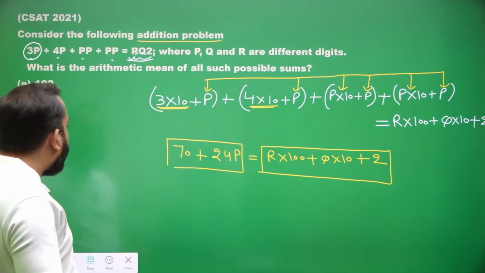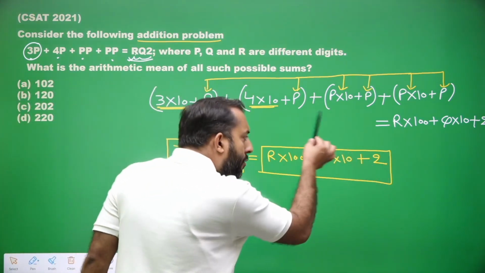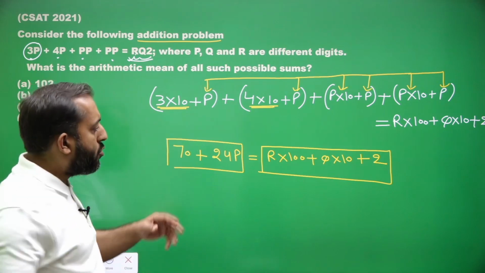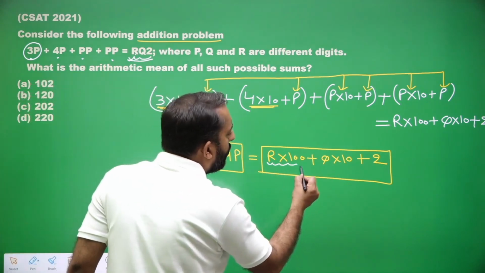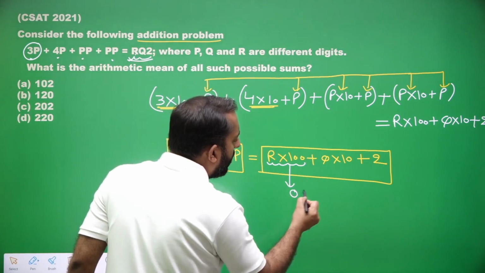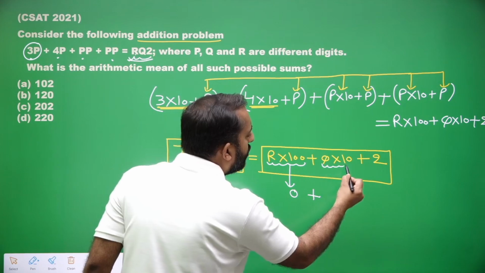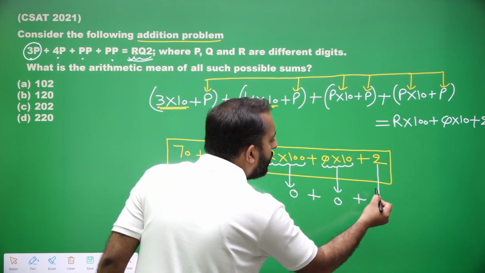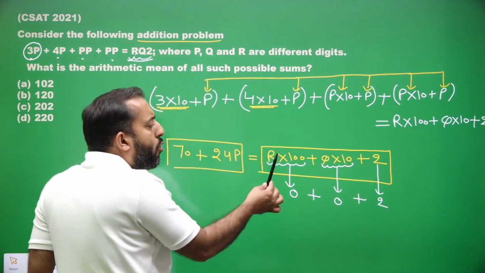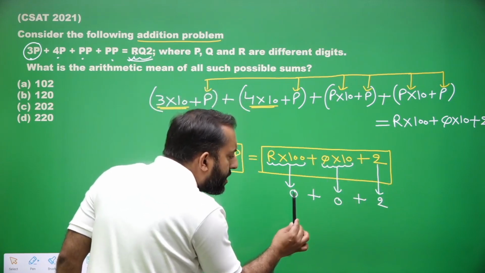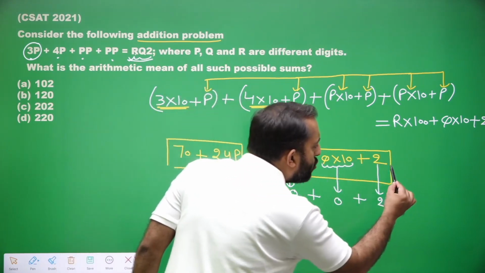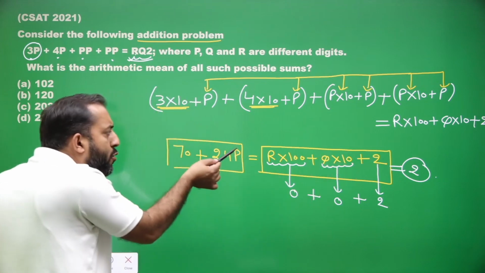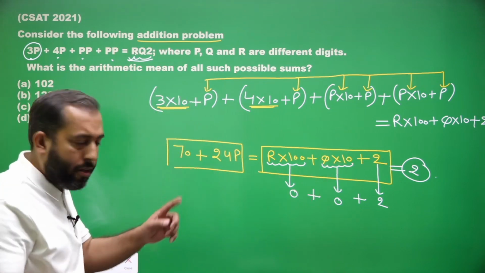Now, if both of them are equal to each other, then the unit digit of the right hand side and the unit digit of the left hand side should be the same. What will be the unit digit of r into 100? It is going to be 0. What will be the unit digit of q into 10? It is going to be 0. What will be the unit digit of 2? It is 2 itself. So the unit digit of the right hand side is going to be 0 plus 0 plus 2, which is 2 only. If the unit digit of the right hand side is 2, then the unit digit of the left hand side should be 2.